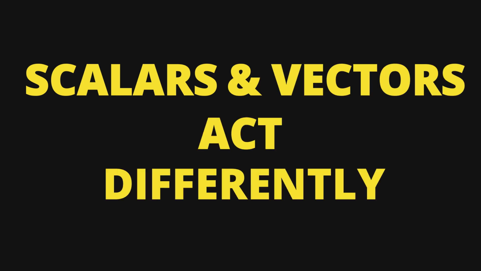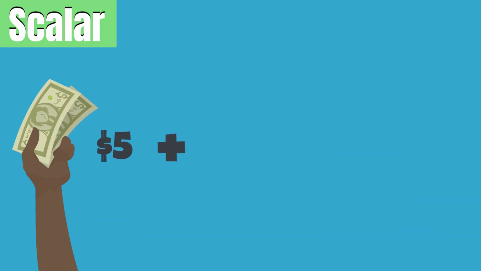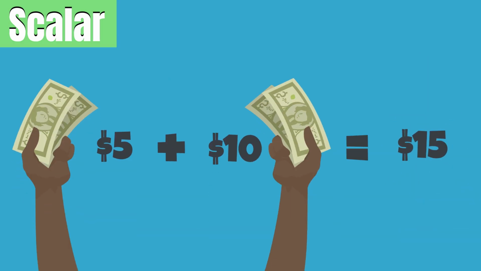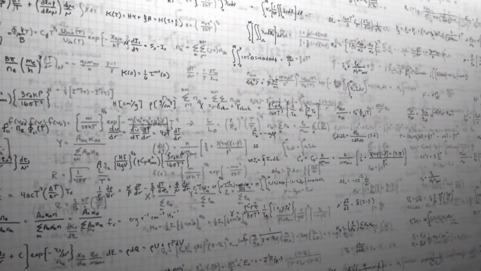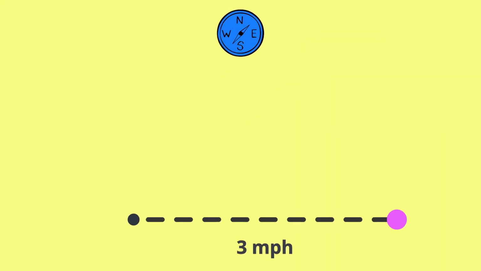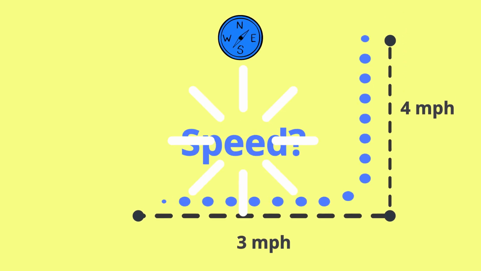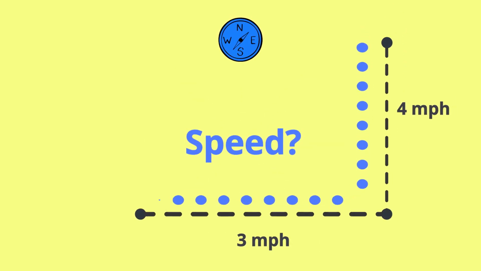So what's the big deal? Well, scalars and vectors act differently. Scalars add up like simple numbers. Got $5? Get $10 more. Now you have $15. Easy math. But vectors? They play by vector math rules. Say you're walking east at 3 miles per hour, then turn north at 4 miles per hour. Your final speed is somewhere in between those two paths, thanks to good old vector addition.